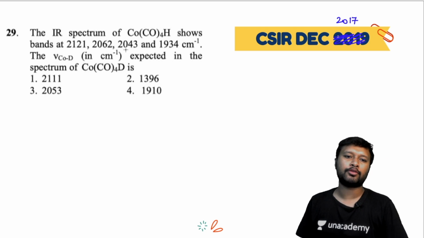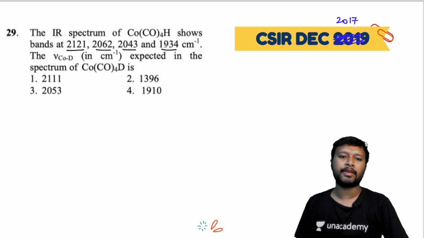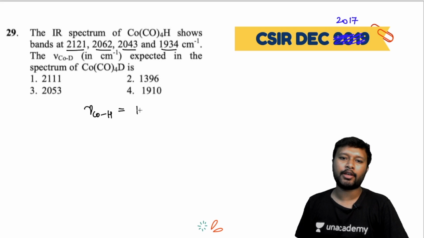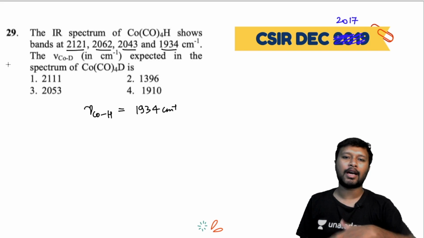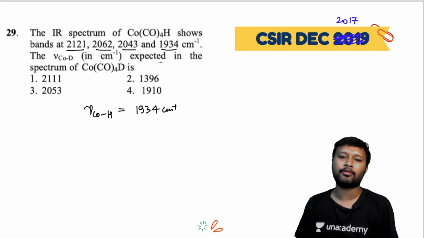CoCO4H shows bands at these 4 IR peaks. Okay, these are the 4 IR peaks which you are getting. It says that the frequency for your cobalt deuterium bond in centimeter inverse is expected to be, okay, in this particular complex. Now if you just look at them, you can easily see that the frequency for cobalt hydrogen is actually 1934 centimeter inverse, because the rest of them fall in the region of your carbonyl frequency. Only this cobalt hydrogen, 1934, is in the metal hydride region. So that's where it comes.